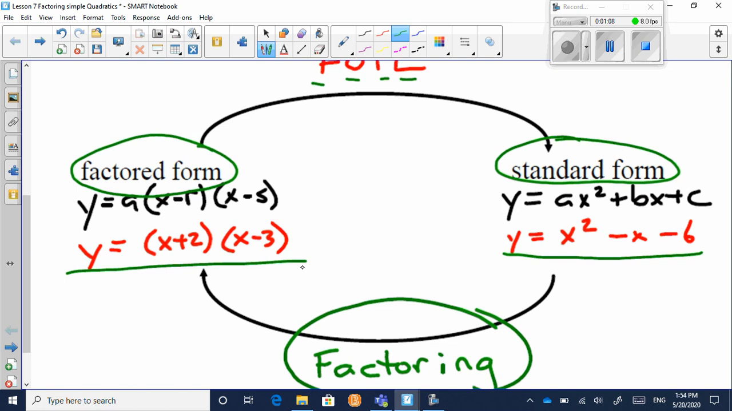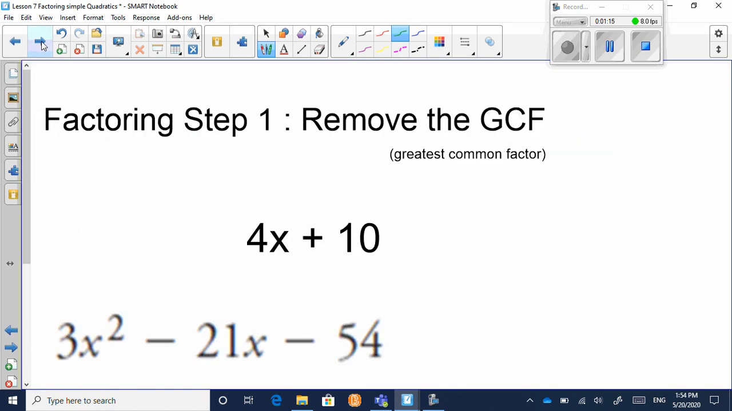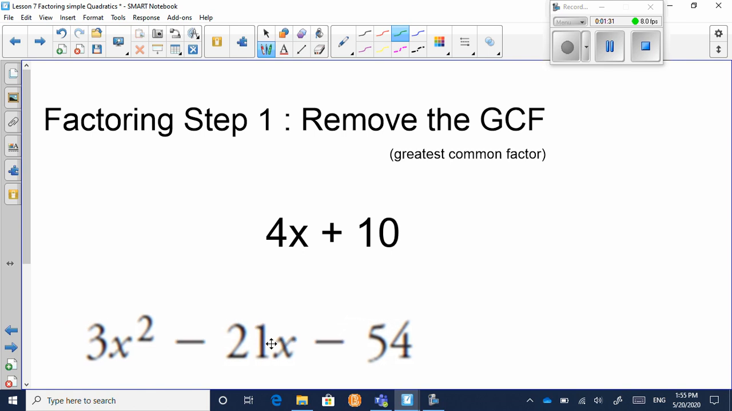and that's why it's going to take us a few lessons to get there. So we did our first lesson, and our first lesson is what I call step number 1, and that's just removing the greatest common factor. That's what we did in the previous lesson. So if I gave you something like this, now I know this first one actually isn't a quadratic, but I'm just going to show it to you.